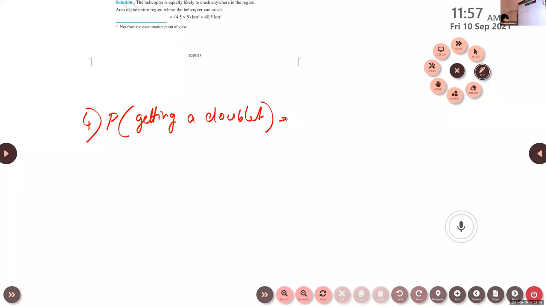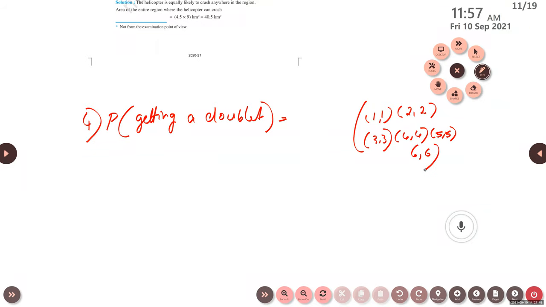What is the meaning of doublet? Double. You will get two doubles. Which means, what are the possibilities of doublets? Doublets are 1,1; 2,2; 3,3; 4,4; 5,5 and 6,6. So how many doublets? Six. 6 by total 36. So it is 1 by 6. Getting a doublet is 1 by 6.